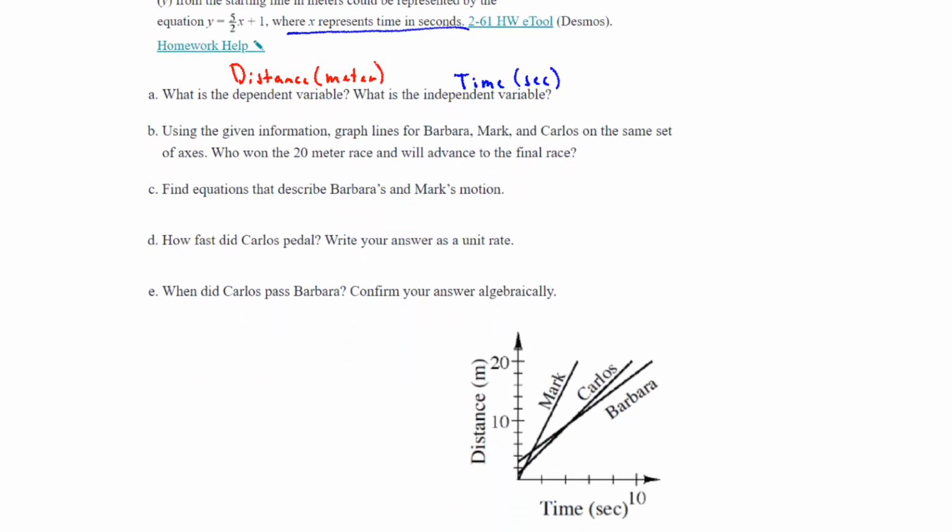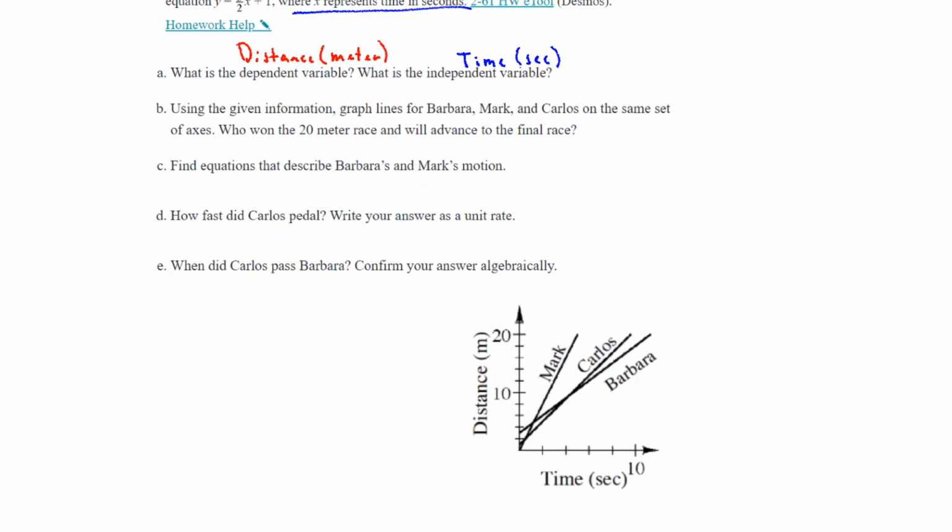But here I just went ahead and copied what was in the answer key, so you can see the 3 different lines. You have Mark, Carlos, and Barbara. You can see the distance is your dependent and the time is your independent. Depending on where they started is where you'll see them on the y-axis. And then remember, the race is 20 meters, so at 20 meters, who finished first? So as you go across here, who had the better time.